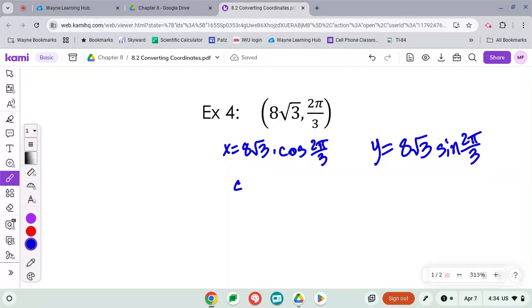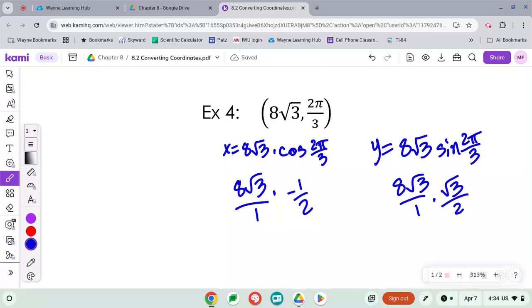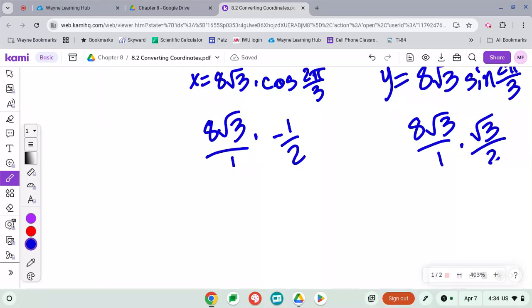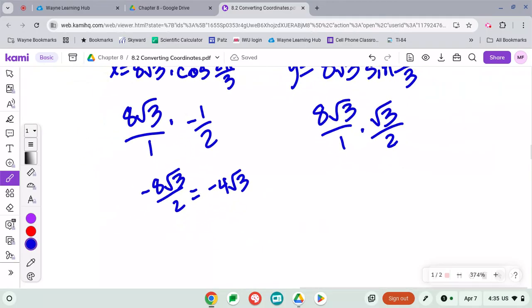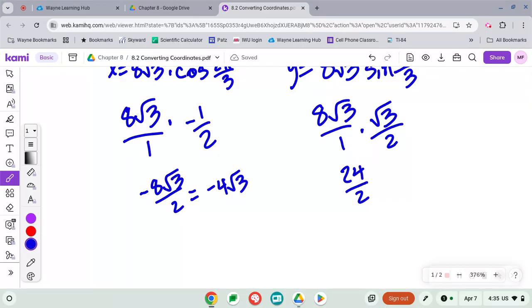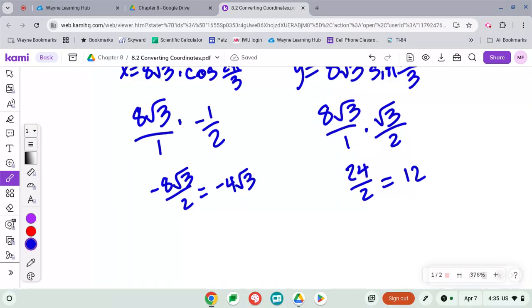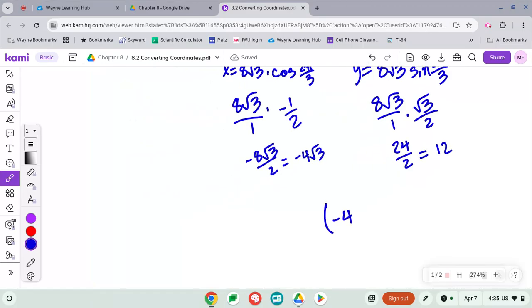Okay, so we multiply 8 root 3 over 1, if you want, times negative 1/2. This one will be 8 root 3 over 1 times root 3 over 2. For the first one, times negative 1/2, we'll get negative 8 root 3 over 2, which comes out to negative 4 root 3. For the second one, for the y value, root 3 times root 3 is 3. 3 times 8 is 24, so you'll get 24 over 2. At that point we divide and we get 12. So you'll see our new answer, negative 4 root 3, comma 12.